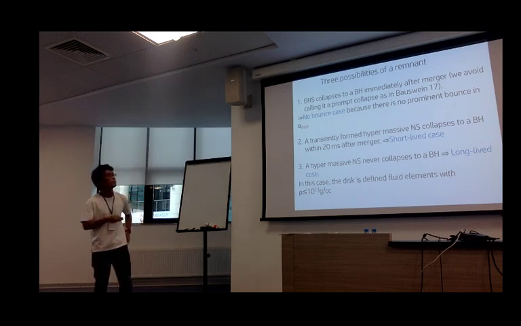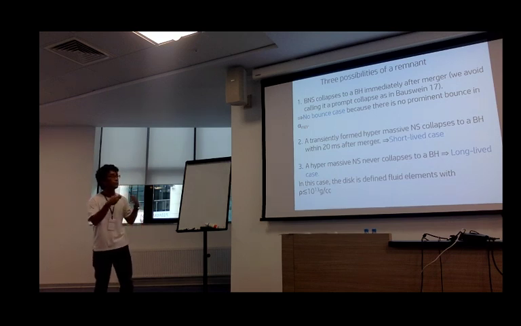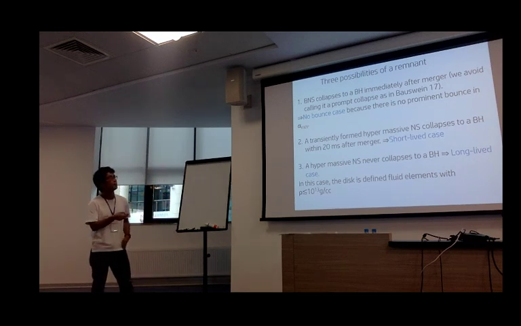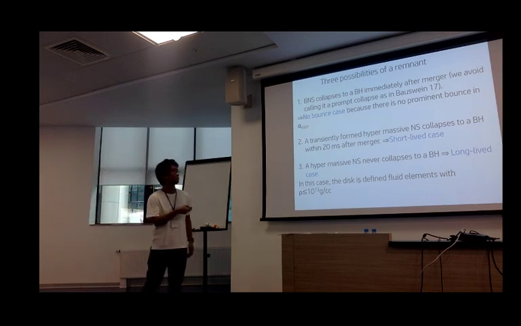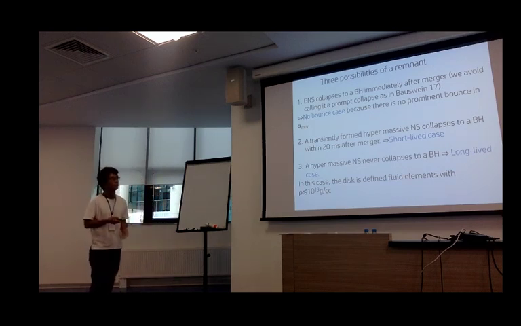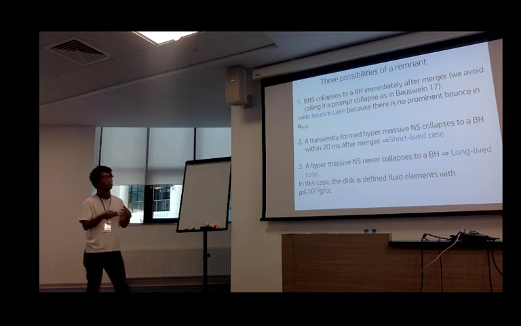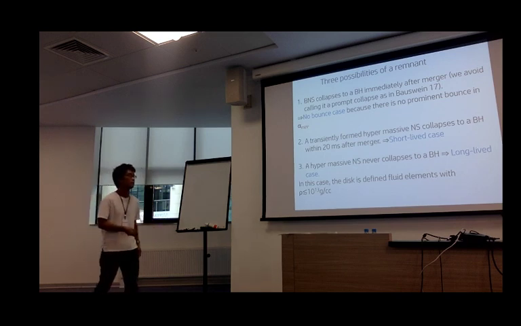The fate of the remnant is classified into three. The first one is that the binary neutron star collapses to a black hole immediately after the merger. We name this model the no-bounce model because there is no prominent bounce in alpha, the minimum value of the lapse function. The second class is a short-lived case, in which a transiently formed hypermassive neutron star collapses to a black hole within 20 milliseconds after the merger. The third one is a long-lived case, in which the hypermassive neutron star never collapses to a black hole in our simulation time, not physically, say within 30 or 40 milliseconds or something like this.